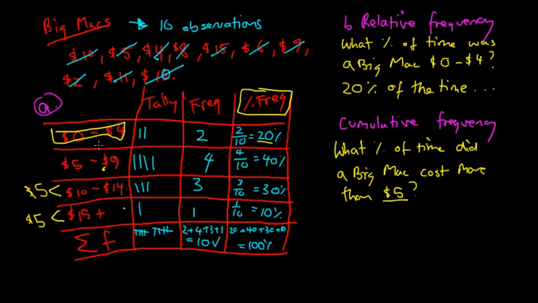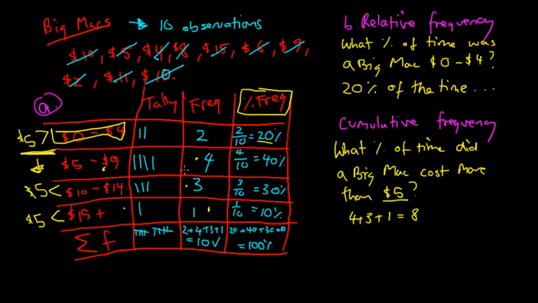If we come down to this last category, $0 to $4, if something's between $0 and $4, it's less than $5, so we're not going to be concerned with this category. So we're concerned with these categories from here downwards. So what we then do is we take our frequencies, our 4, our 3, and our 1, and we want to sum them together. So 4 and 3 and 1, which will give us 8.